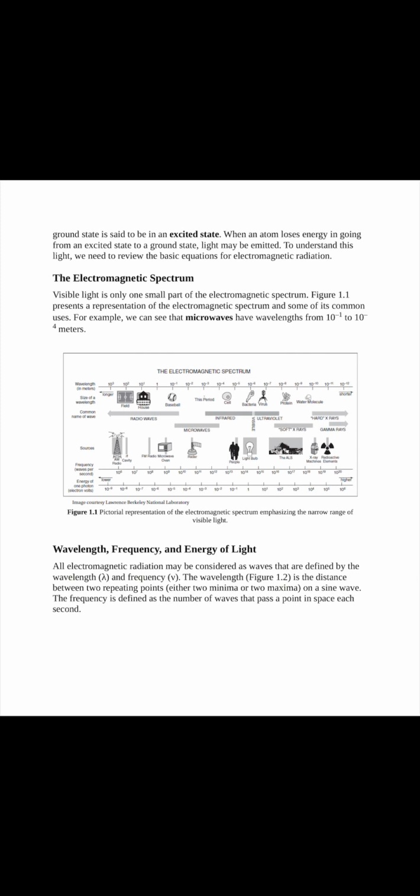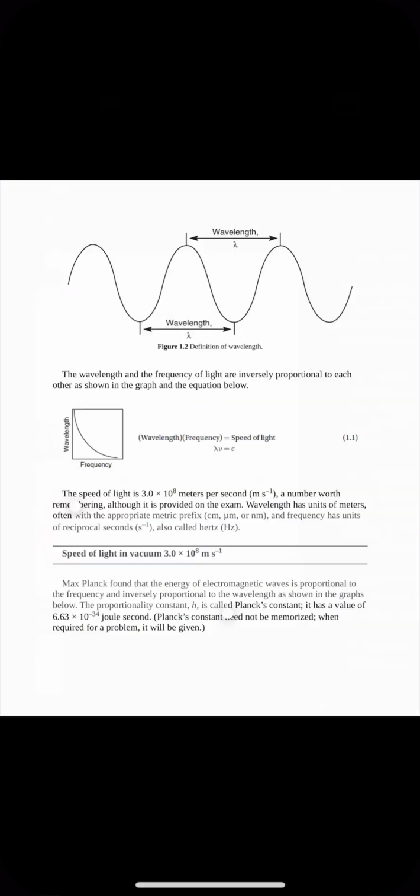Wavelength, frequency, and energy of light. All electromagnetic radiation may be considered as waves that are defined by the wavelength, lambda, and frequency, nu. The wavelength, see figure 1.2, is the distance between two repeating points, either two minima or two maxima on a sine wave. The frequency is defined as the number of waves that pass a point in space each second. Figure 1.2, definition of wavelength.